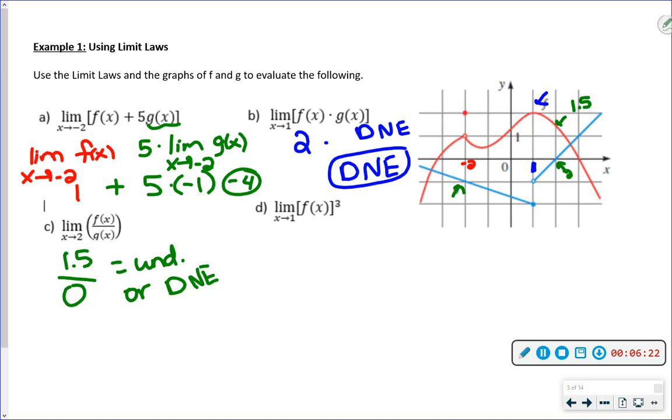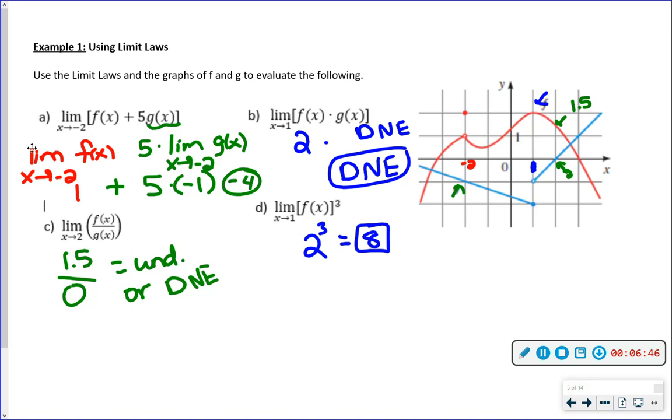Okay. And the final one. So, approaching 1, looking at F, of course. From the left, we're hitting up here at 2. From the right, we're hitting at 2. We already actually did that earlier. And now I'm just going to do the operation part. I'm going to cube that for a final answer of 8.